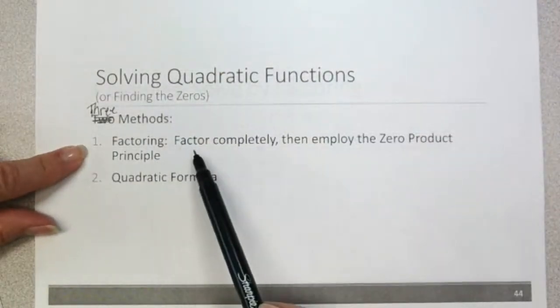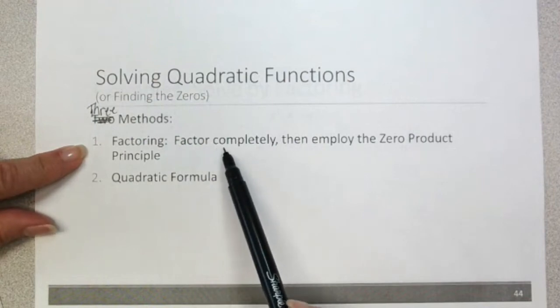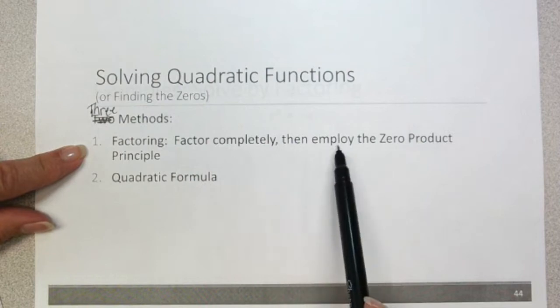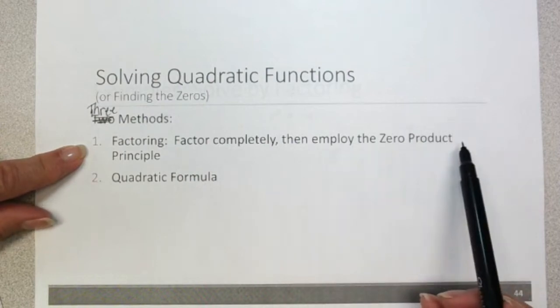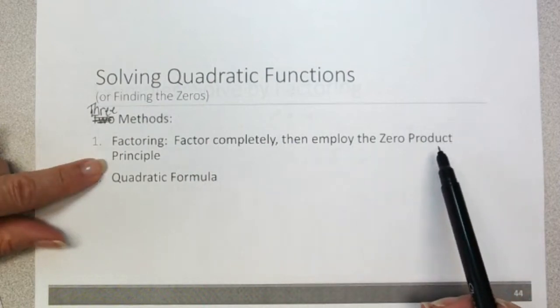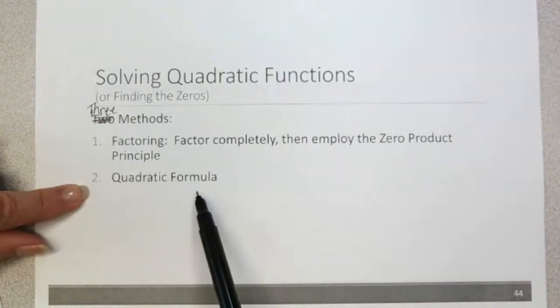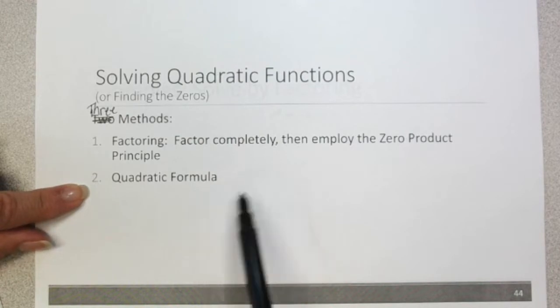In this case, we would want to factor the quadratic expression completely. Then we'll employ the zero product principle to solve for the variable. A second method would be to use the quadratic formula if we have a prime quadratic expression, or a quadratic expression that cannot be factored. We need to use the quadratic formula.